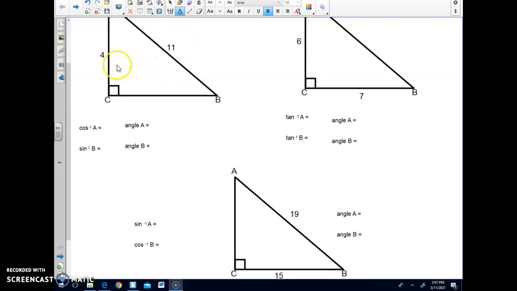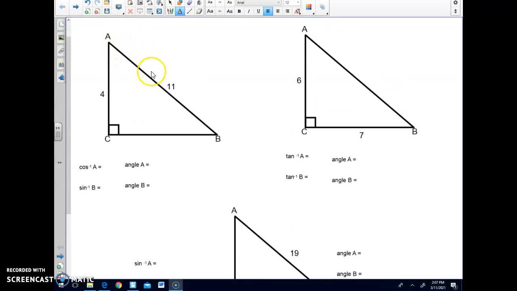Alright, so we're going to be using trig functions here to try and find the measure of our angle. Once again, we have to make a good decision based on whether sides are opposite, adjacent, or hypotenuse. In this case, angle A has an adjacent and a hypotenuse. So therefore, we're going to use cosine, because that's adjacent over hypotenuse, and it's 4 over 11.